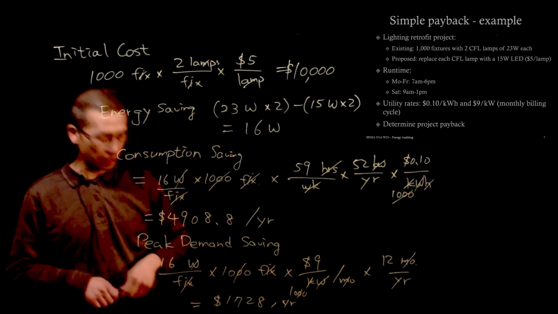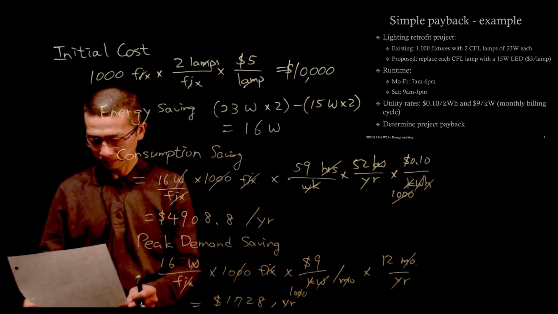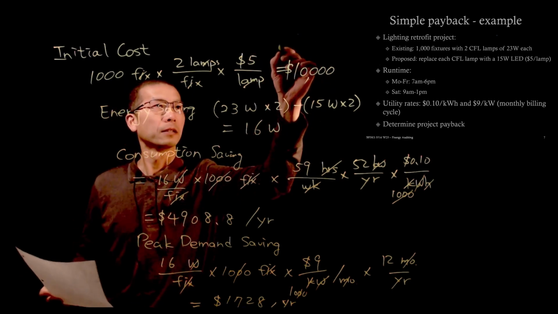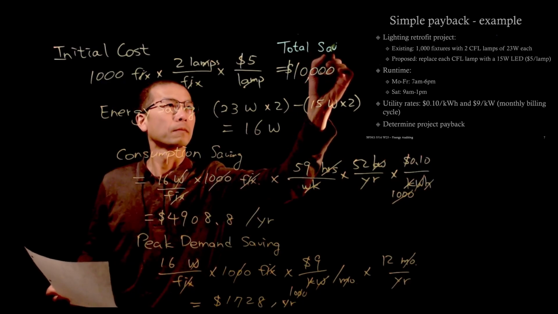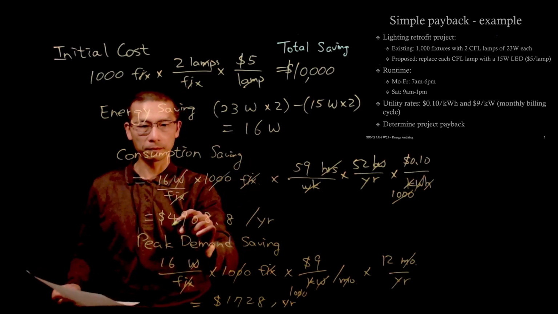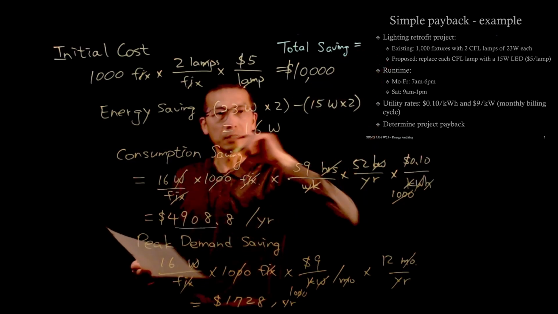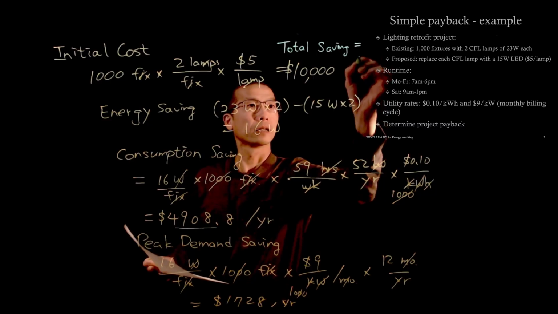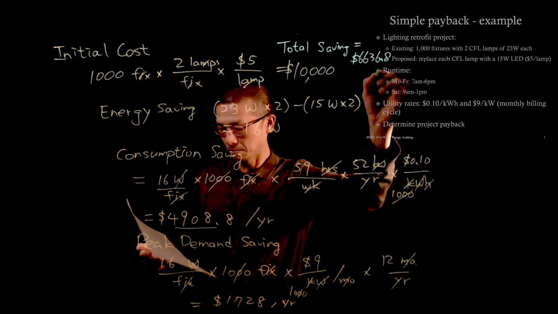So total saving. Let me write here. Total savings is equal to $1,728 and the $4,908.80. The total, both of them, equal to $6,636.80 per year.